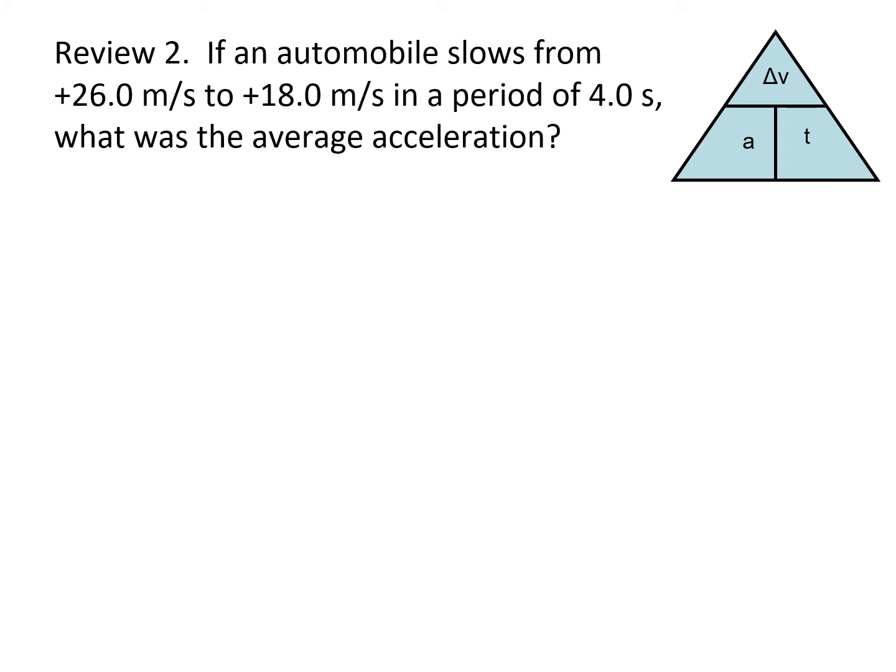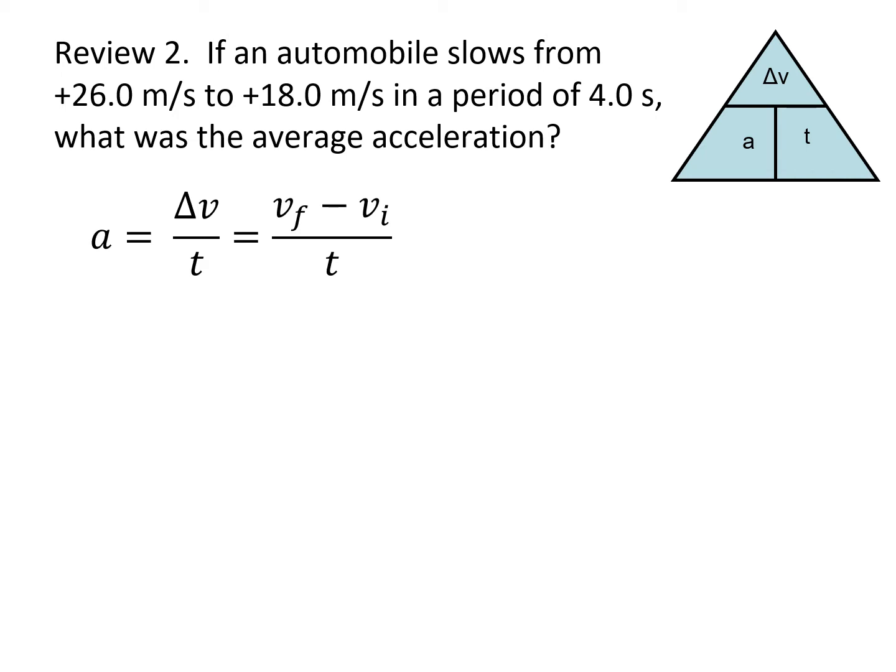Review problem number 2. If an automobile slows down from 26 meters per second to 18 meters per second in a period of 4 seconds, what was the average acceleration? The formula is the same as last time. It's a change in velocity or speed over time.